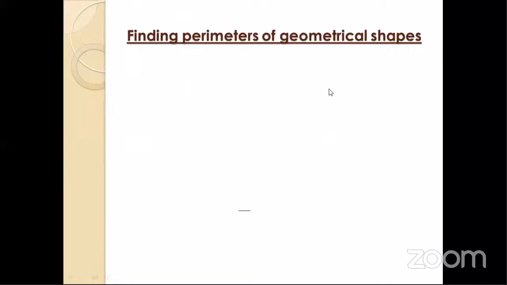Finding perimeters of geometrical shapes. Okay. The reading is finding perimeters of geometrical shapes, like from the word geometry, geometrical shapes. That is what we are going to look at.